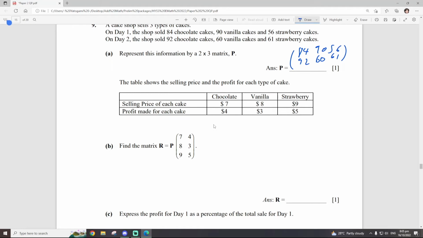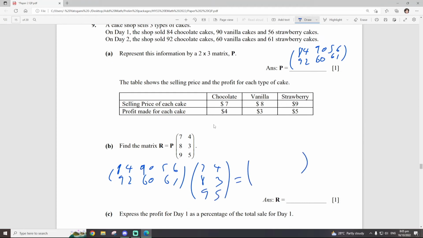When you are in JC, you can use a calculator for this, but never mind. P is okay, so it's a 2 by 3 by 3 by 2, so the resultant will be a 2 by 2. So 84, 90, 56, 92, 60, 61 times 7, 4, 8, 3, 9, 5. The resultant will be a 2 by 2 matrix.